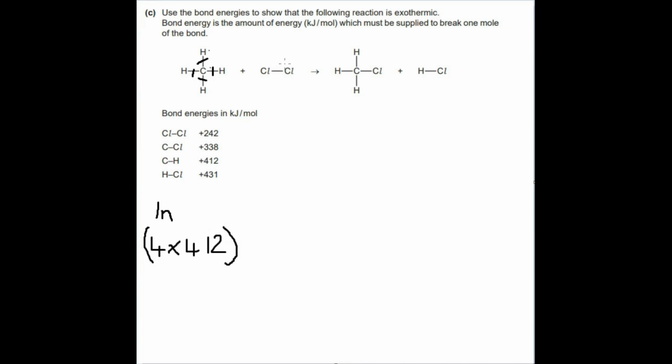Then I've got my Cl-Cl bond, and I've only got one of those. So I'm going to add Cl-Cl, which gives me 242. So the total energy that I need to put in to break these bonds is 4 times 412 plus 242, which is 1,890 kilojoules per mole.